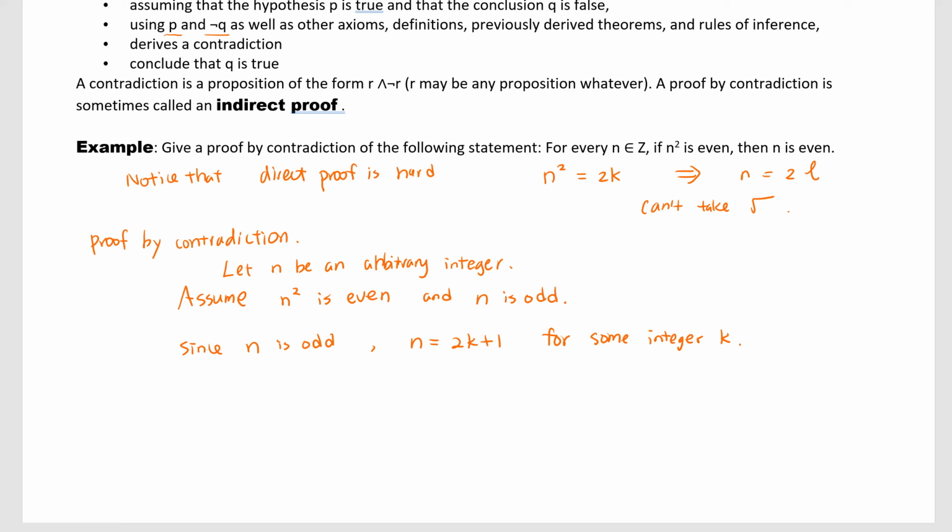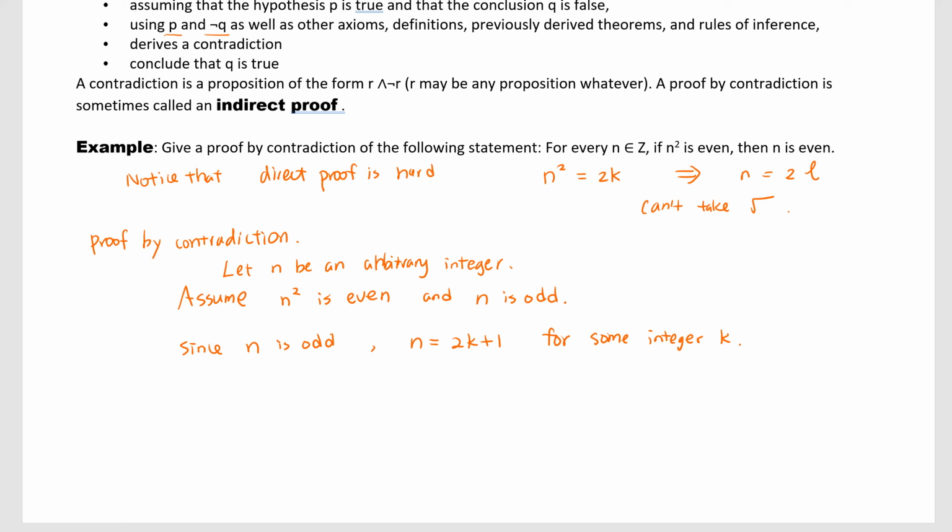You can also say, since n is odd, there exists some integer k such that n equals 2k plus 1. But I just find this way is shorter. There are a lot of different sentences you can use to prove the same thing; they just represent the same thing.